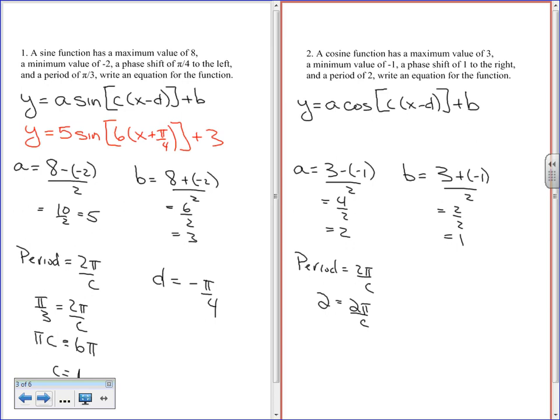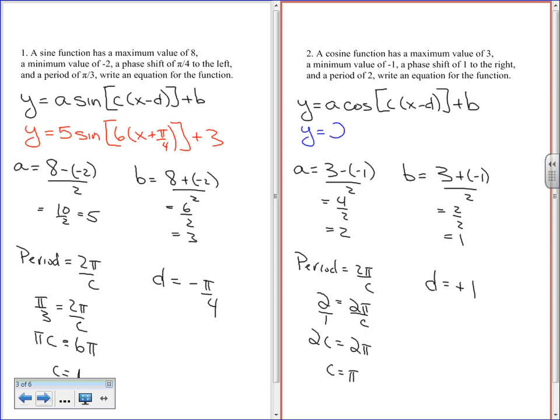I can make it look like a fraction by putting it over 1, cross multiplying. I get 2 times C is 2C. 1 times 2 pi is 2 pi. Divide both sides by 2 to isolate my C. And my C works out to be pi. Make sense? And then my D value is my phase shift, and it told me that it's 1 unit to the right. So it's positive 1 unit.